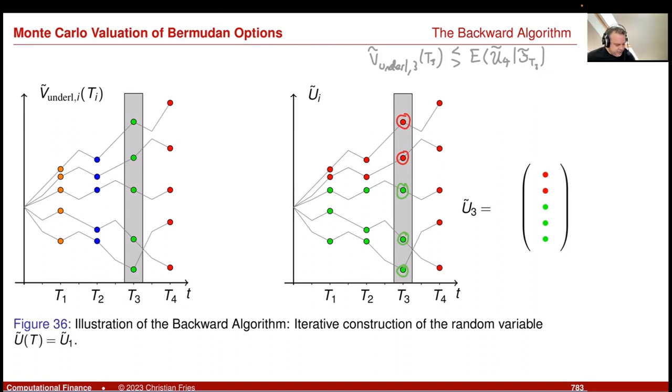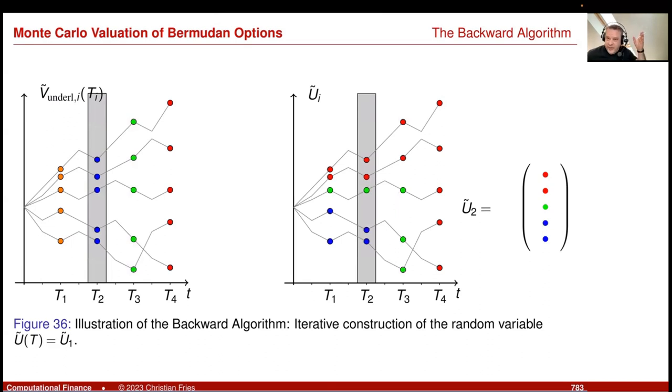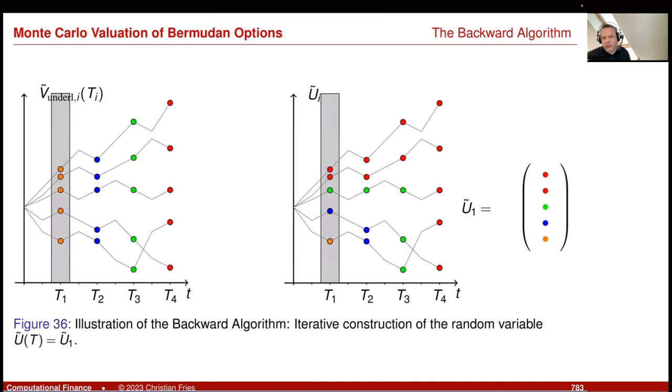Then you apply again the conditional expectation operator to this. So you apply conditional expectation, now conditional to F2. And you compare the value of this conditional expectation to what you get if you exercise into the underlying in T2. And maybe you observe that the conditional expectation is larger in these cases here, but the underlying is larger in these cases here. So you would exercise into the blue dots for the two sample paths below. So you see your U2 has now updated to this vector, and then you continue, and here in T1, maybe there's one other exercise. The others just do not exercise.